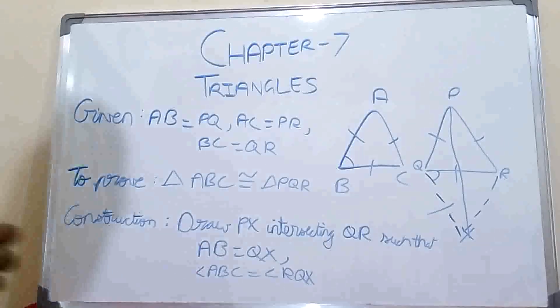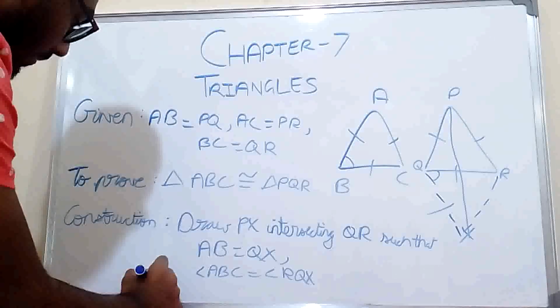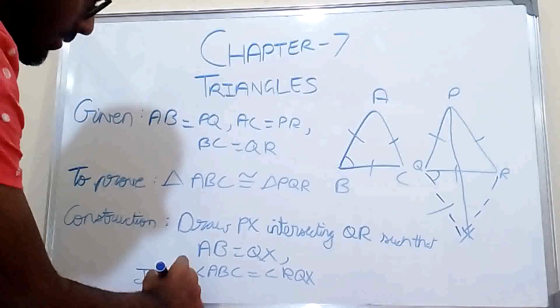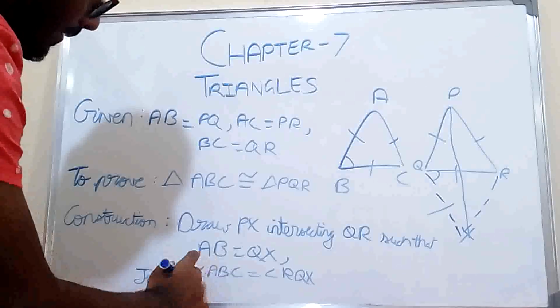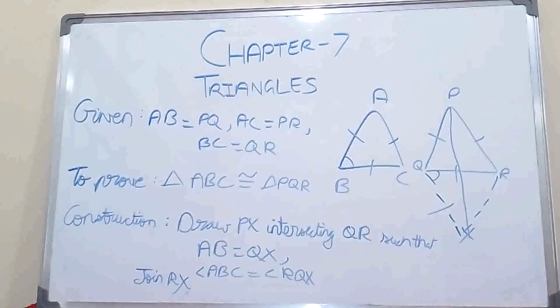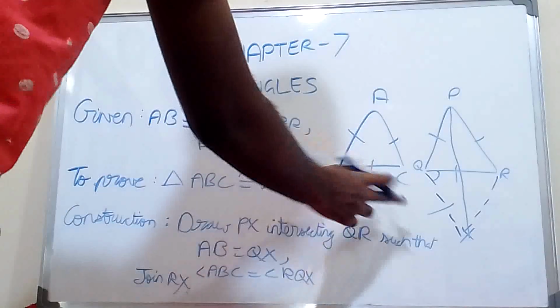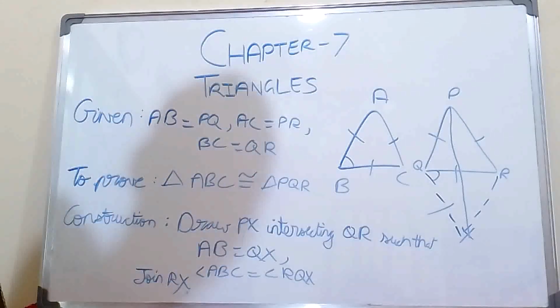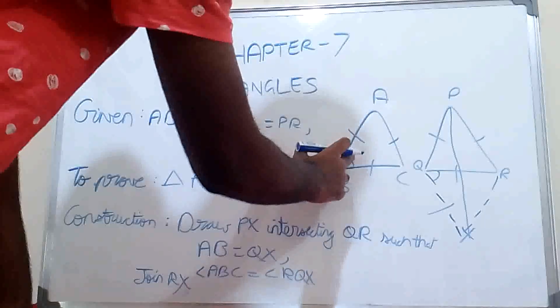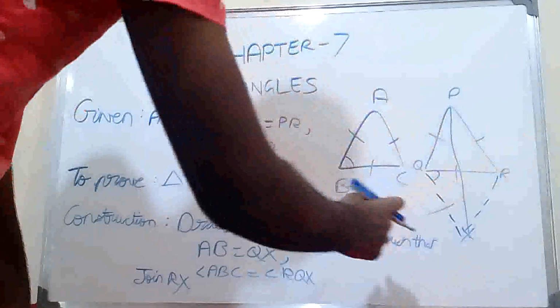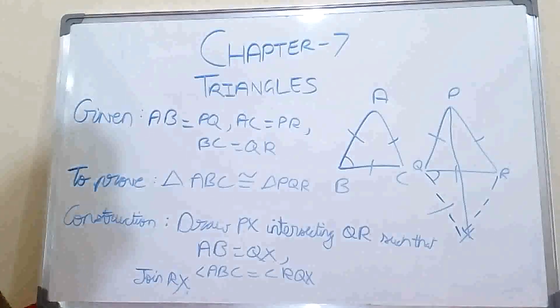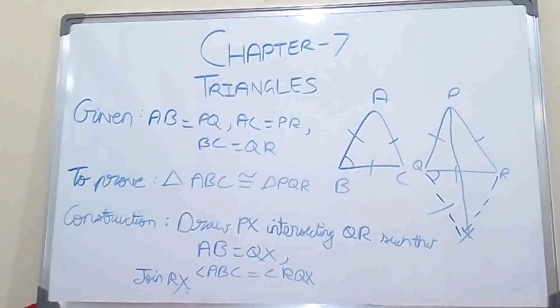The next construction we are going to do is join RX. So the construction we have done here is that we are drawing a line PX intersecting QR such that AB is equal to QX, and also that angle ABC, this angle, is equal to angle XQR. So this angle is equal to this angle, and then we join RX. So we get another triangle. The dotted lines show another triangle, and now we will be moving forward to the proof.